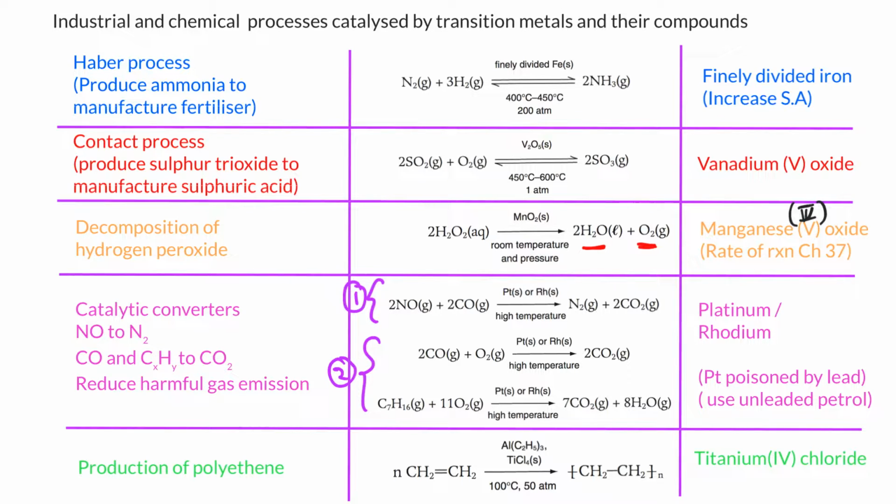The last one is the production of polyethylene. We also learned that in book 2, addition polymerization. We learned that polyethylene is made from ethene, which repeats itself and opens its double bond, becoming the square bracket n. In the process we actually have 2 catalysts, but we don't need to mention the first one, so we just focus on titanium chloride. These are some of the industrial processes which require transition metals or their compounds to act as catalysts. You have to bear that in mind.